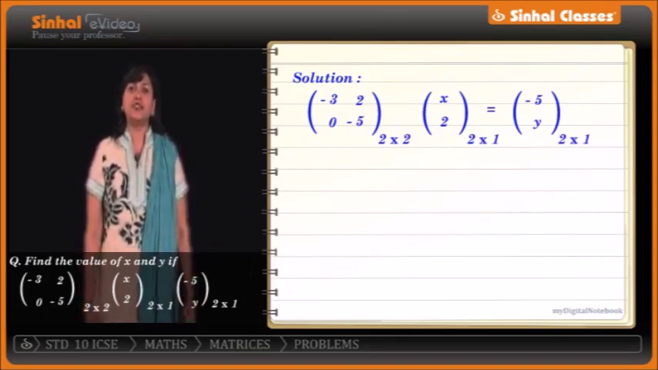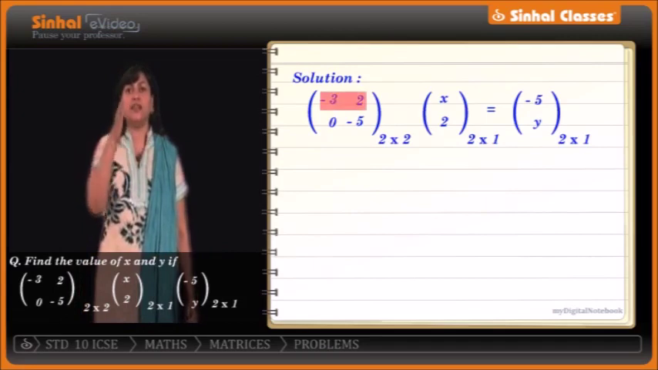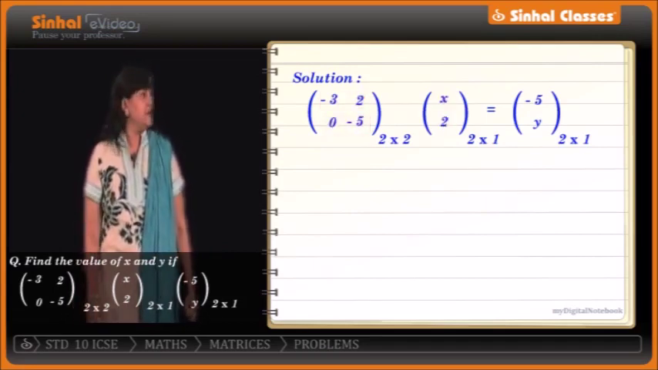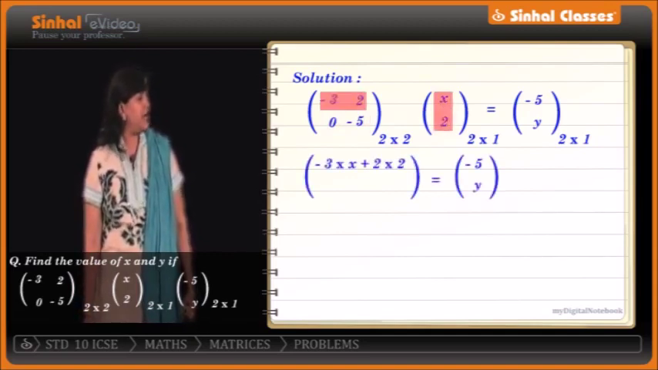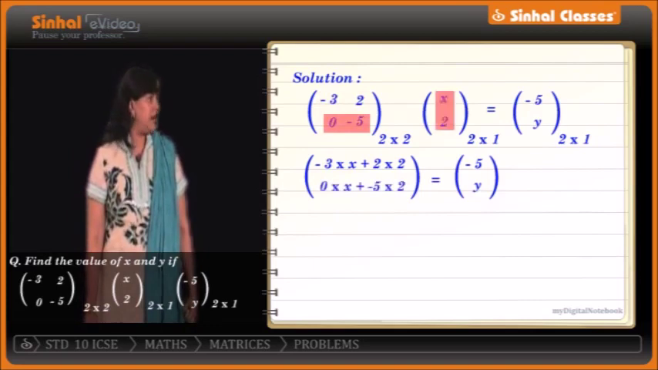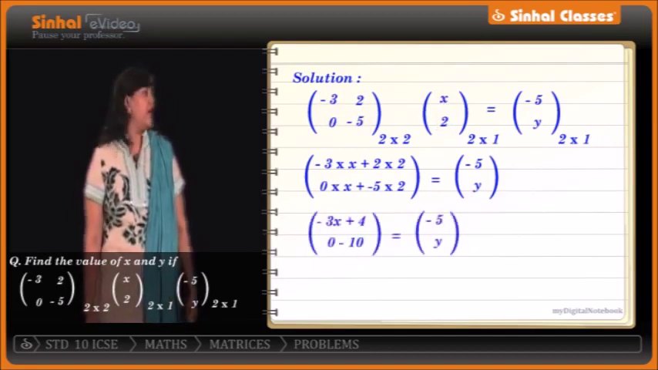Now here, there is just 1 column in the second matrix. So the multiplication will be row 1, column 1, and row 2, column 1. We multiply as minus 3x plus 2 into 2. Second element will be 0 into x plus minus 5 into 2. We get minus 3x plus 4 and 0 minus 10.